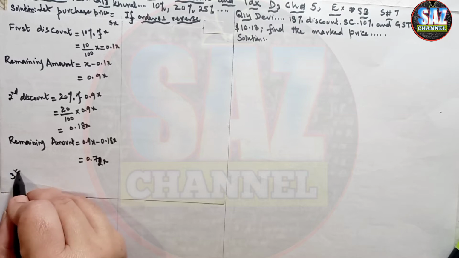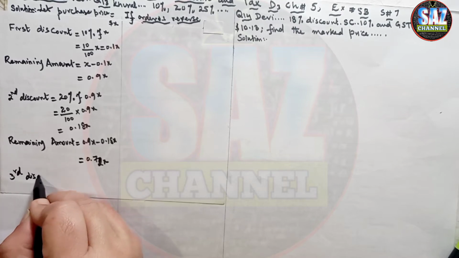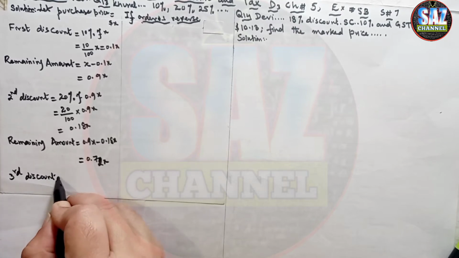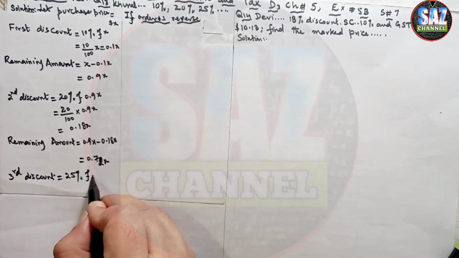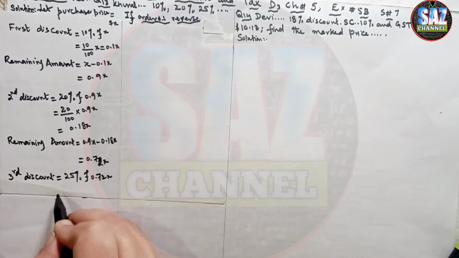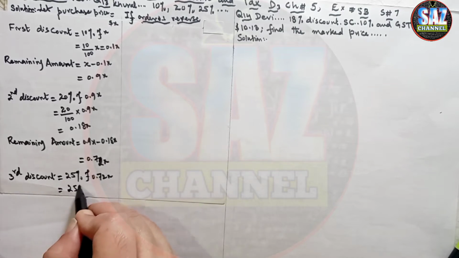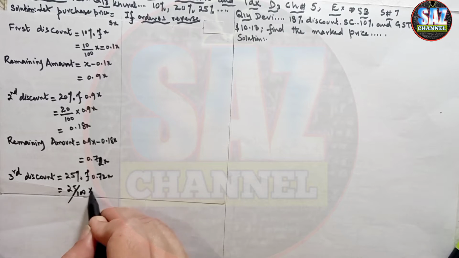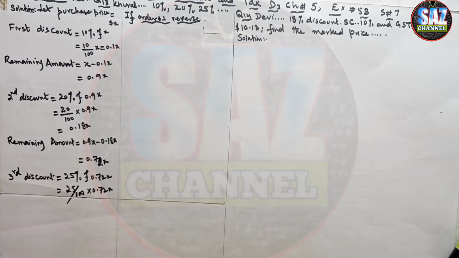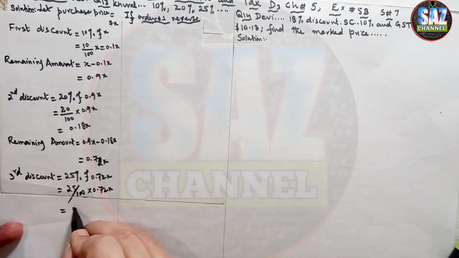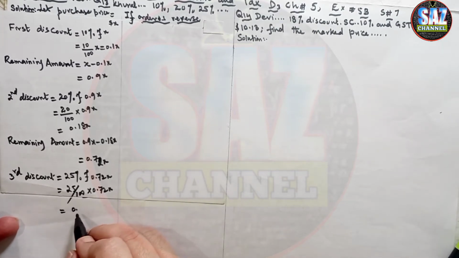The third discount equals 25% of 0.72x, and this will give me 25 upon 100 multiplied by 0.72x, and that is 0.18x. This is the amount of discount with 25%, okay, 0.18x.